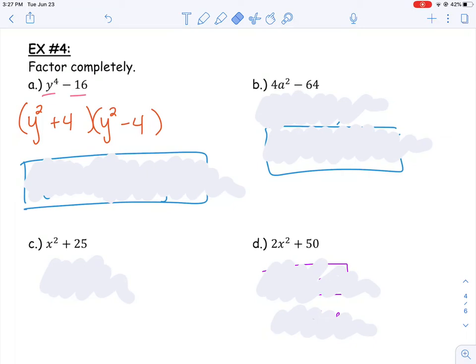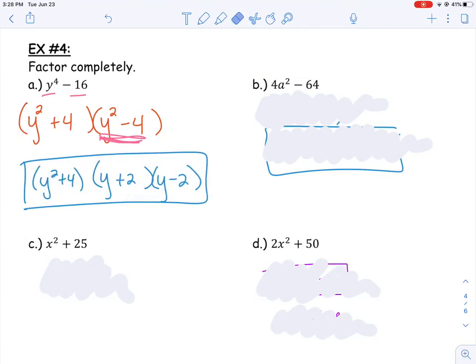All right, is that factored completely? Ooh, hopefully you didn't stop there. Hopefully you noticed that one of these is another difference of squares. Not the first one, but this second binomial is also a difference of squares. The y squared can be broken down more, and the 4 can be broken down more. So you should have a y squared plus 4. You can't factor that anymore. But then you should have a y plus 2 and a y minus 2, because we can break down that second binomial even farther. Now it's completely factored.